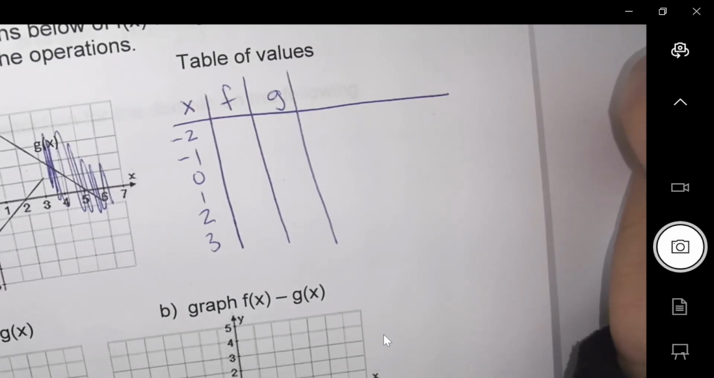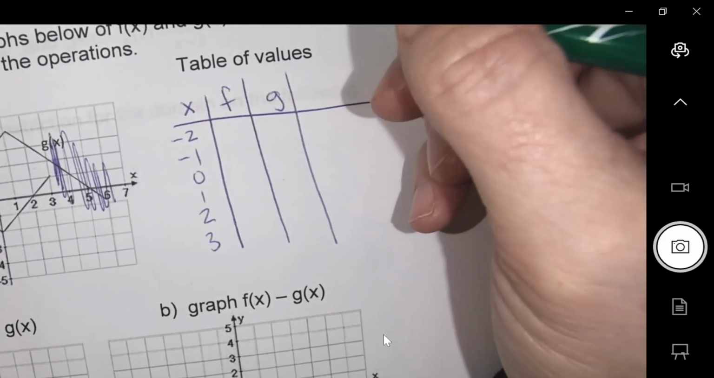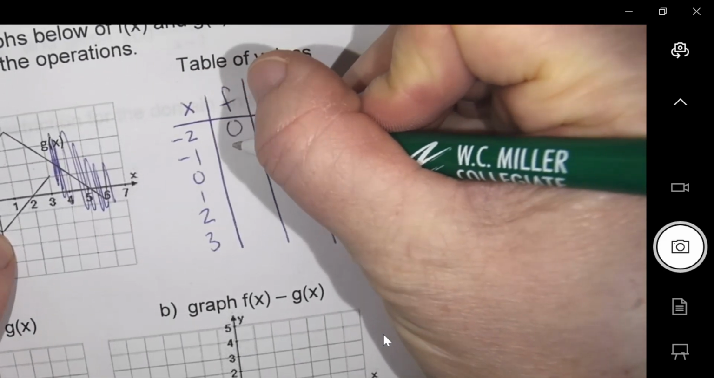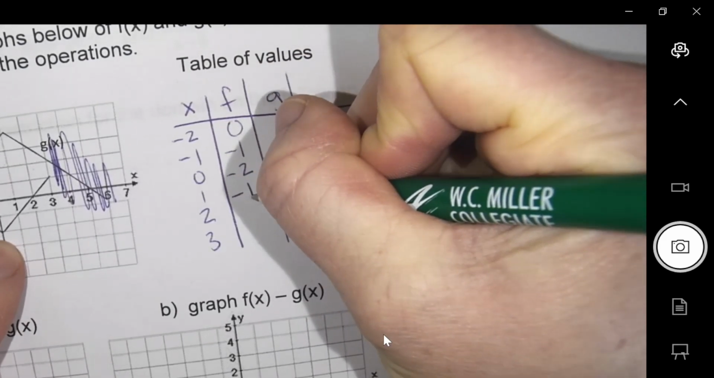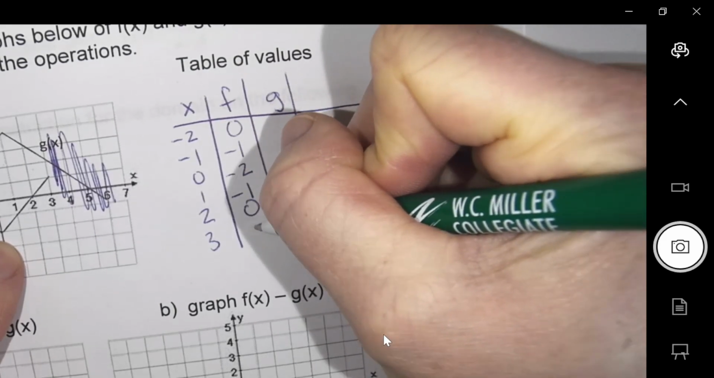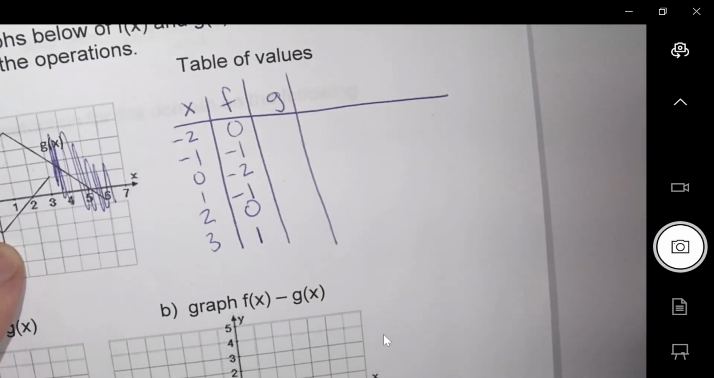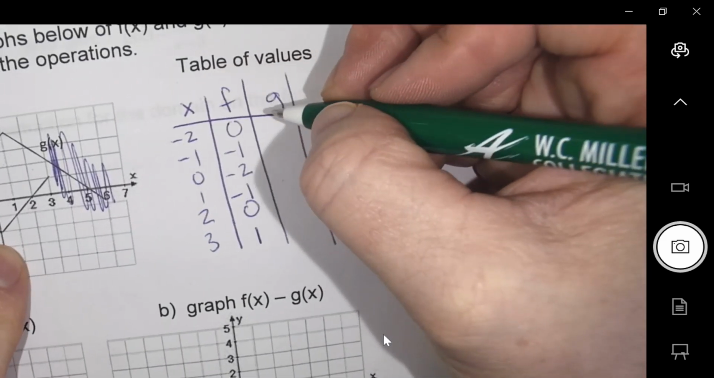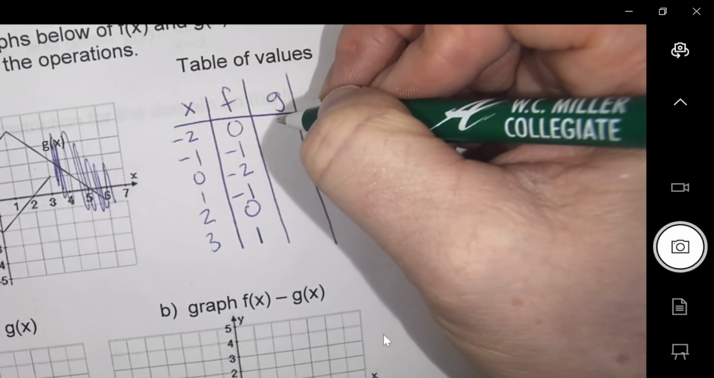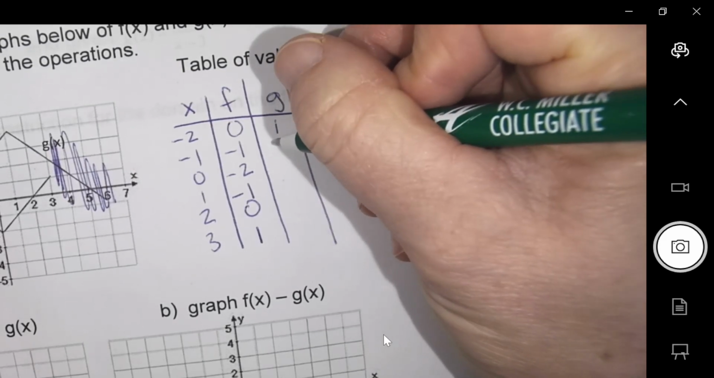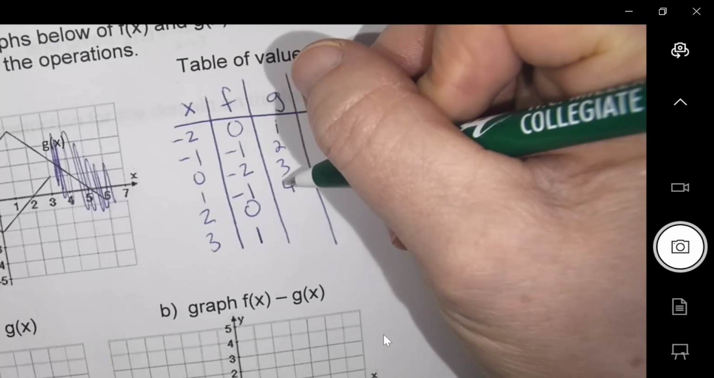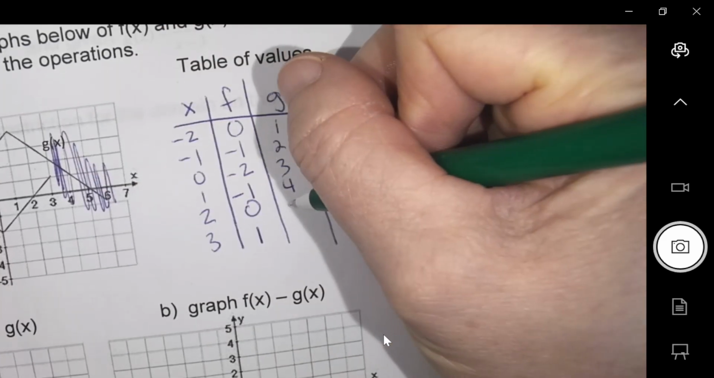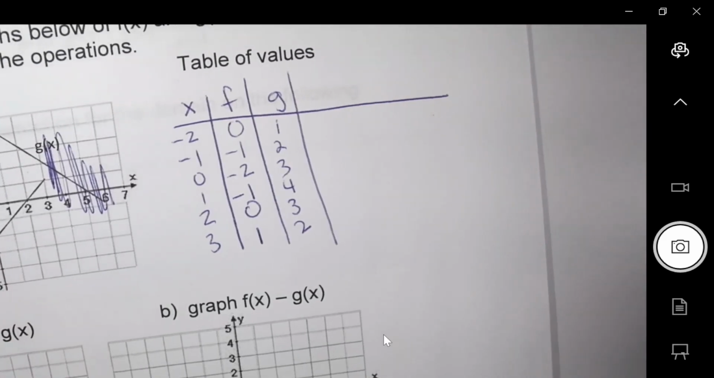Okay, so let's list the f function. We are at 0, -1, -2, -1, back to 0, end at 1. That was the f function. The g heights, 1, 2, 3, 4. You know what? This is a little bit off, but I think it was supposed to be 3 and then 2. So we'll just go with the whole numbers there.